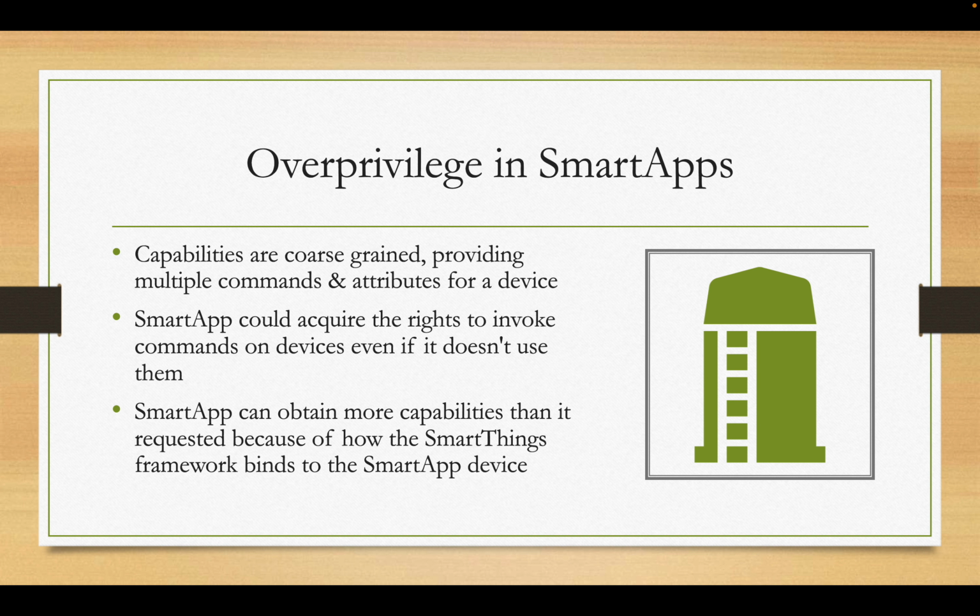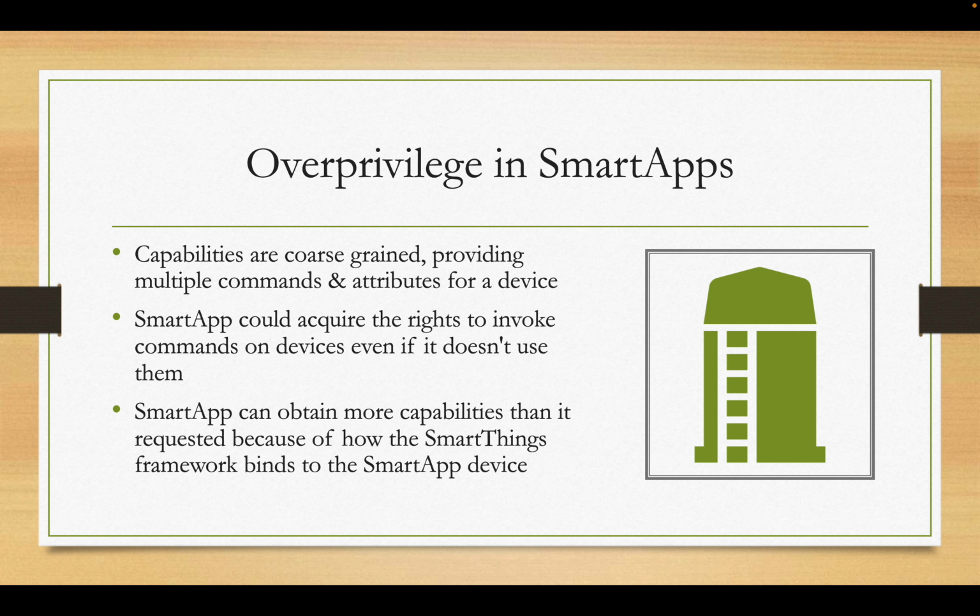Further research found that there is overprivilege in smart apps. The capabilities are coarse-grained, which provides multiple commands and attributes for a device. A smart app could acquire the right to invoke commands on devices even if it doesn't use them, and a smart app can obtain more capabilities than it requested because of how the SmartThings framework binds to the smart app device.